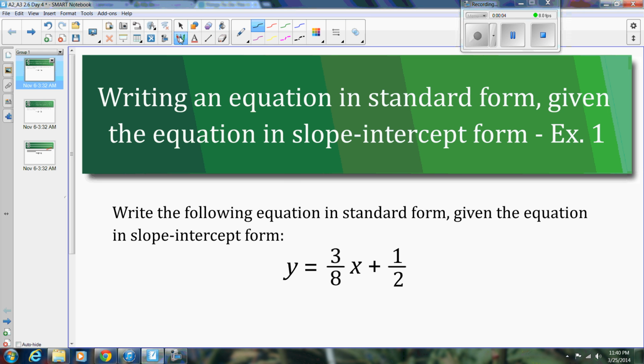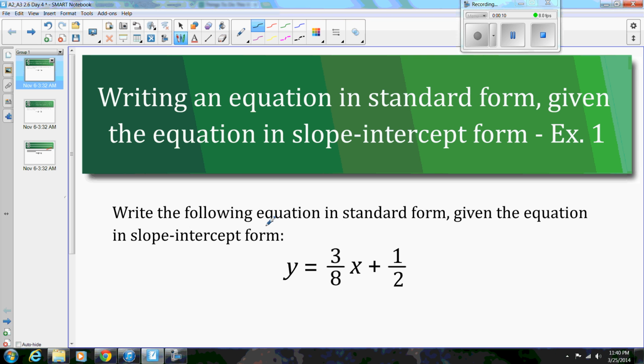Okay, hello everyone. In this video, we are going to be following up on what we learned in the last video, the second skill from Wednesday's class, where we took an equation in standard form and converted it to slope-intercept form. Here we're doing the opposite. I'm taking an equation in slope-intercept form and converting to standard.